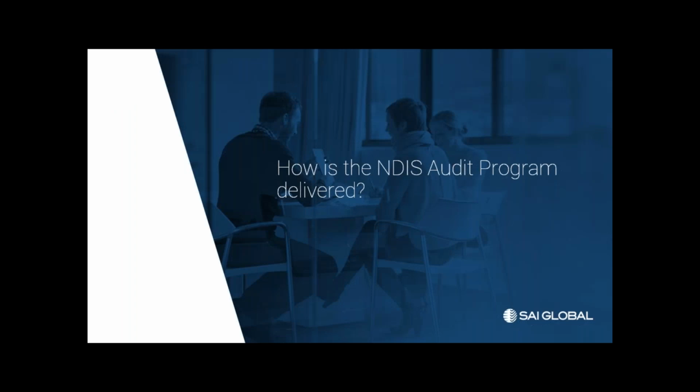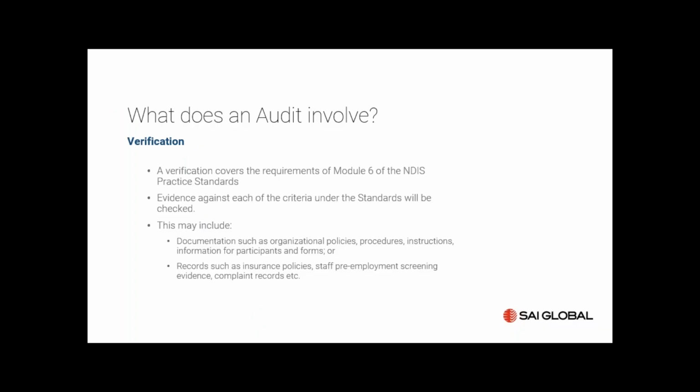So how is the audit delivered? What happens during an audit? For a verification, it only looks at the requirements of Module 6 of the NDIS practice standards. Evidence against all of the criteria under that module need to be checked, and evidence is uploaded by providers to the NDIS portal. Now, some providers have been having a little bit of difficulty uploading evidence, and that's okay because you can send it to the auditor as well to review as part of that.